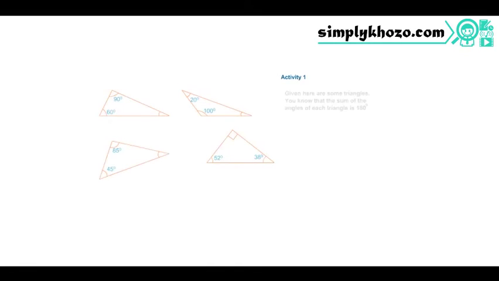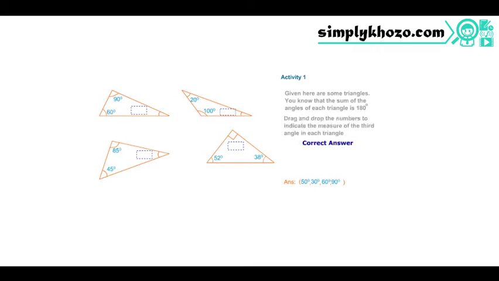Activity 1. Given here are some triangles. You know that the sum of the angles of each triangle is 180 degrees. Drag and drop the numbers to indicate the measure of the third angle in each triangle.